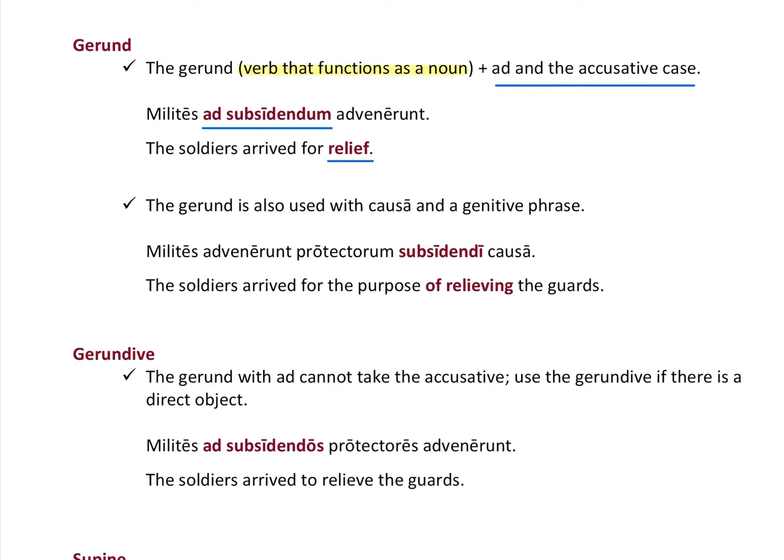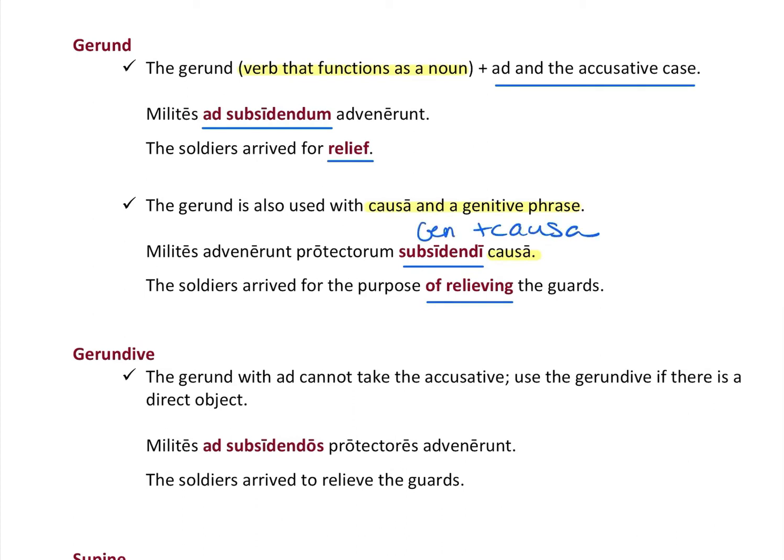Another way we can express purpose is with causa and a genitive phrase. So if I said, Milites advenerunt protectorum subsidendi causa, here we go. Here is our genitive, and here's the causa. The soldiers arrived for the purpose of relieving. So here's where we have our genitive phrase of relieving the guards. Milites advenerunt protectorum subsidendi causa. Here's our genitive plus causa.